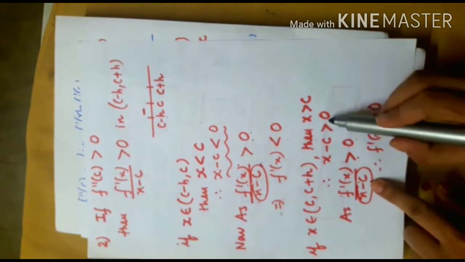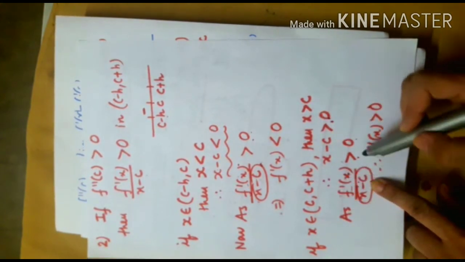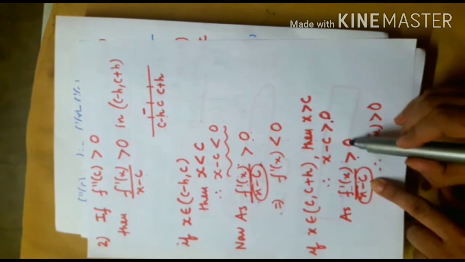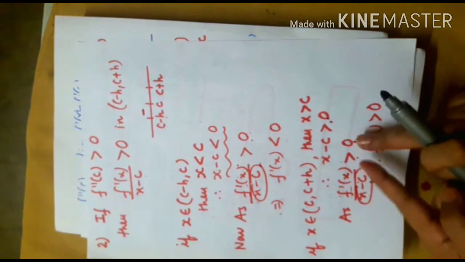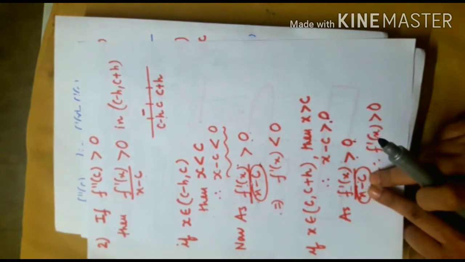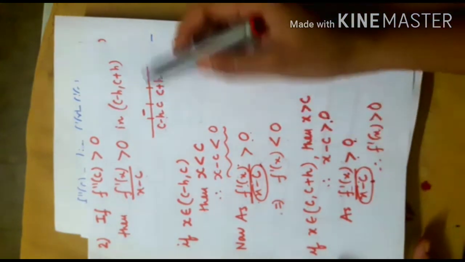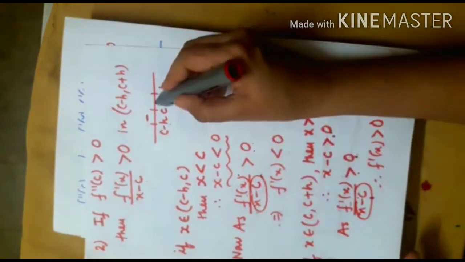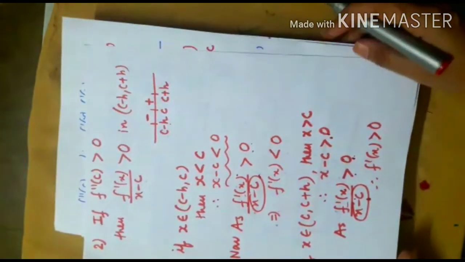Because the denominator you know is positive, if the numerator is negative, you will get a negative result. But we are getting a positive result. This quantity is greater than 0. So when the denominator is positive, the numerator has to be positive. So when x belongs to this part, the derivative is positive.